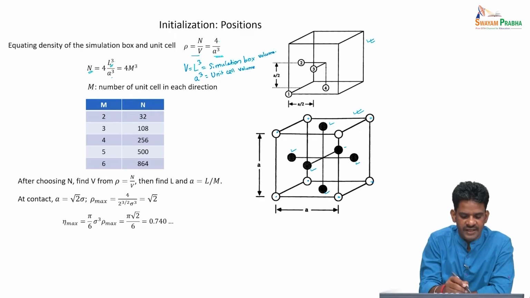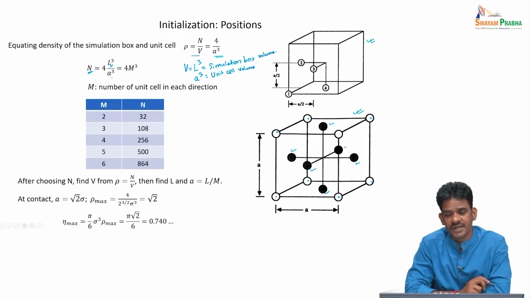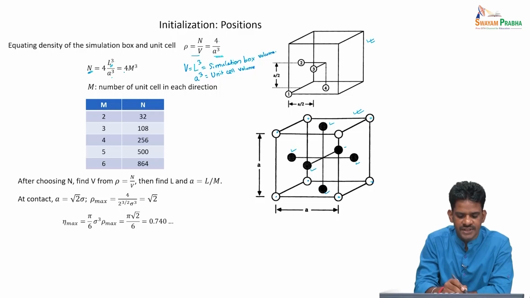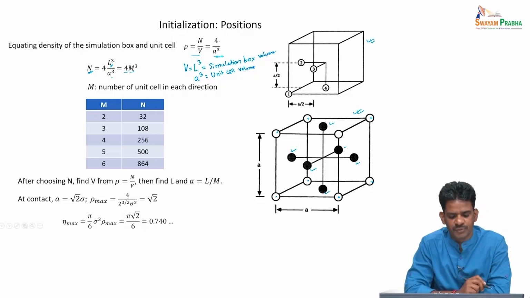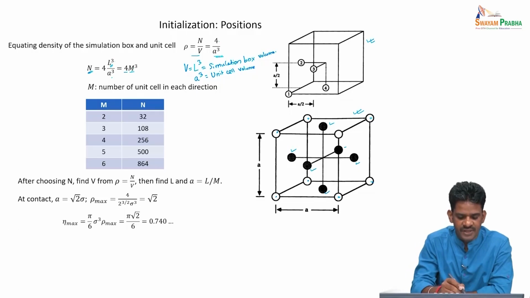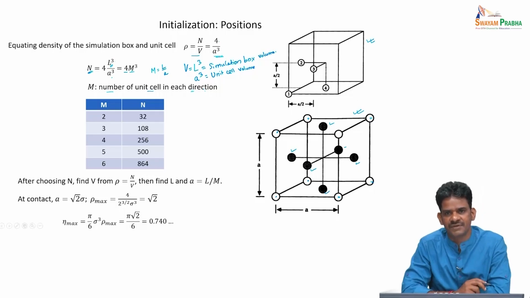So, if I define m as L by a, we can show that the number of particles we can put in a simulation box goes as 4 times m cubed, where m is L by a. In other words, this is the number of unit cells that we replicate in each direction. Now, by looking at different values of m, we can see the number of molecules that can be used in the simulation box.